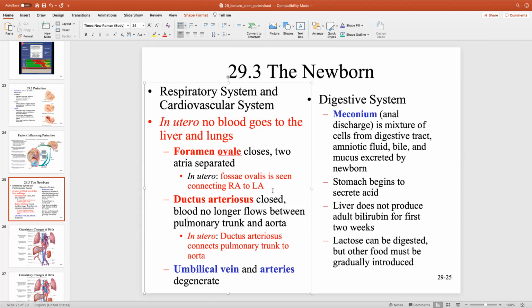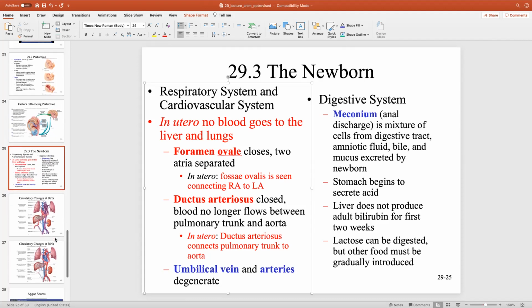So a lot of the blood then is going to go from the right atrium to the right ventricle. As it goes up the right ventricle, it goes up the pulmonary trunk. As it goes up the pulmonary trunk, it goes through the ductus arteriosus to the aorta. So this is a shunt that connects the pulmonary trunk to the aorta, allowing you to, again, bypass the lungs. All right, so these are the first two shunts I want you to know.